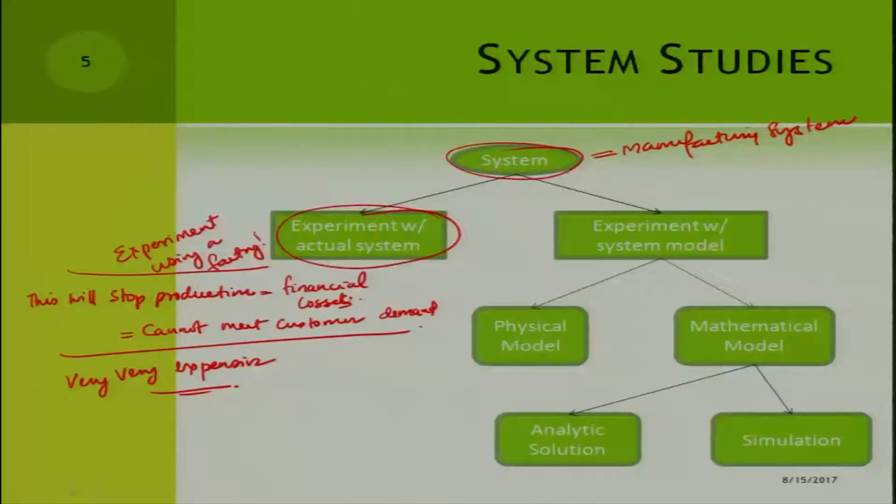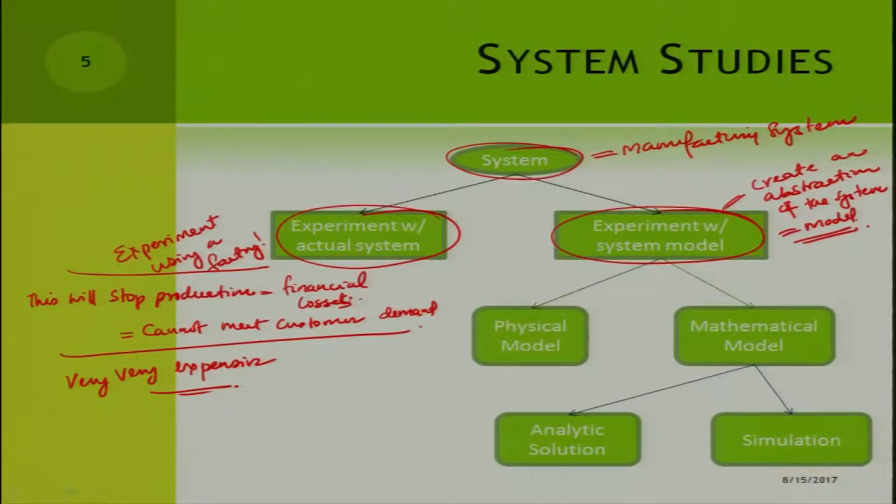Then what is the other alternative? The second option is to experiment with the system model. That means you create an abstraction of the system. This abstraction is called a model. And you use this model to do your studies. This process of modeling and doing the experimentation with the model, when you study it over time, is where you actually get a simulation. A simulation is a subset of this.